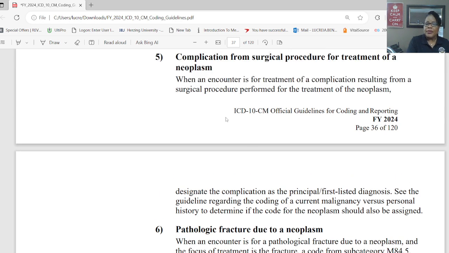So again here, if they're coming in for a complication of a history, so it might be a complication of the breast site where the breast was and it's no longer there, then you code the history of, but if they still have it, then you code it as a current condition.